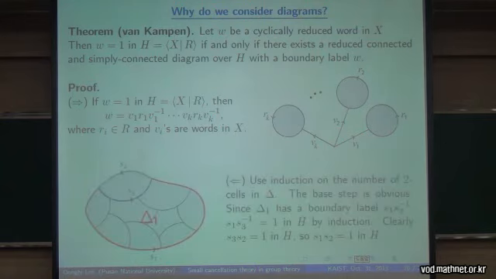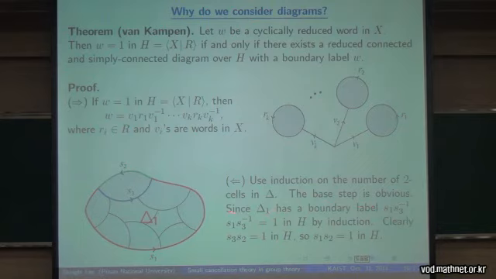And the if direction. For the if direction, suppose that there is a simply connected diagram over H. Then we want to show that the boundary label of this diagram equals the identity in this group. To prove that, we use induction on the number of two-cells in this diagram. The base step is obvious. Actually, the base step corresponds to the case where this diagram consists of only one cell. Then the boundary of this one cell is just a relator. That's the definition of the diagram. So the base step is obvious.